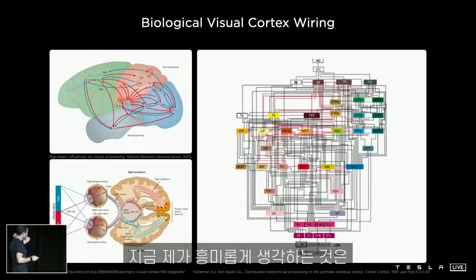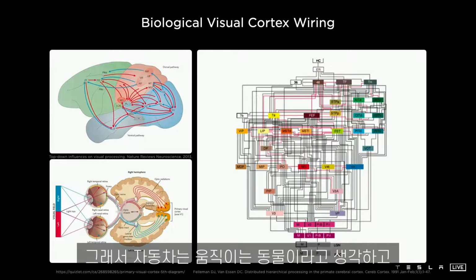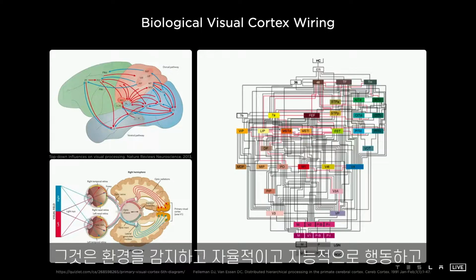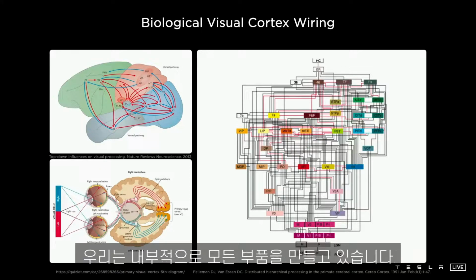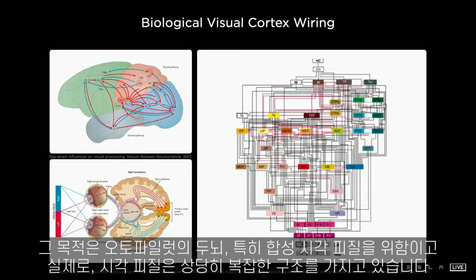Now, what I find kind of fascinating about this is that we are effectively building a synthetic animal from the ground up. So the car can be thought of as an animal. It moves around, it senses the environment, and acts autonomously and intelligently. And we are building all of the components from scratch in-house. So we are building, of course, all of the mechanical components of the body, the nervous system, which is all of the electrical components, and for our purposes, the brain of the autopilot, and specifically for this section, the synthetic visual cortex.